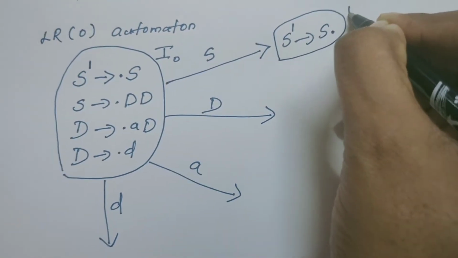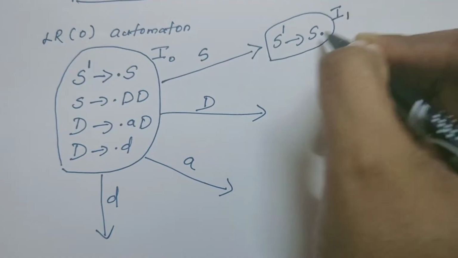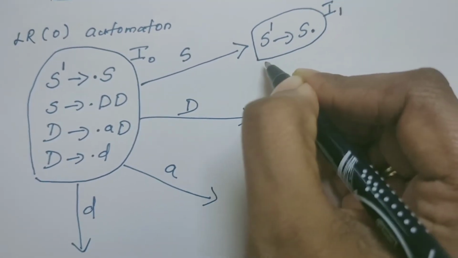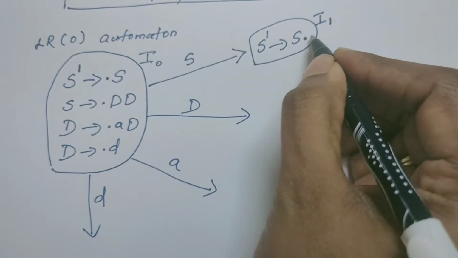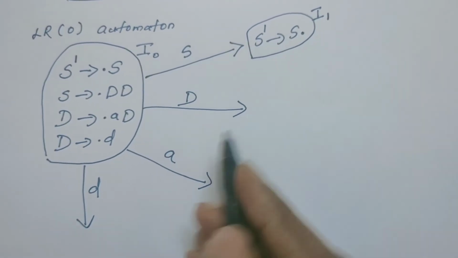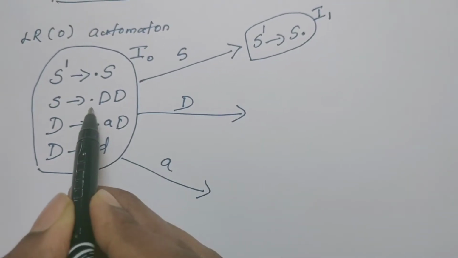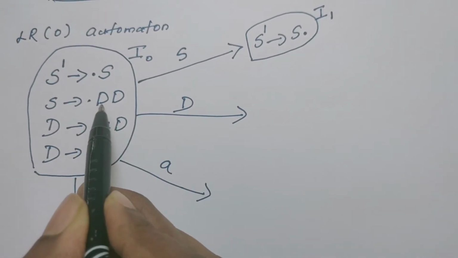So let me call the state as I1. Because after the dot there is no non-terminal. If a non-terminal appears, I can include the production rules for that. So there is nothing to do in this case. Okay. Now from the state on reading D, what happens? So this is a rule which has a D after the dot, right?